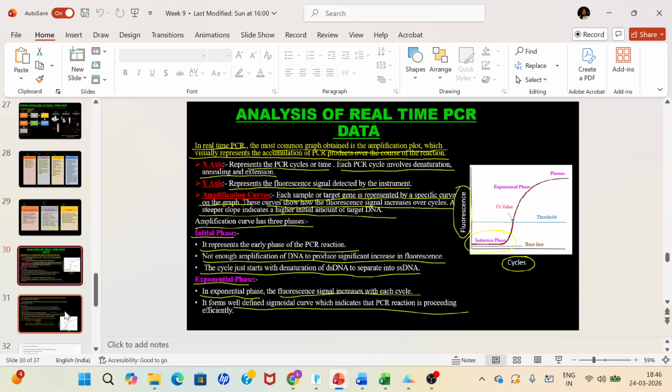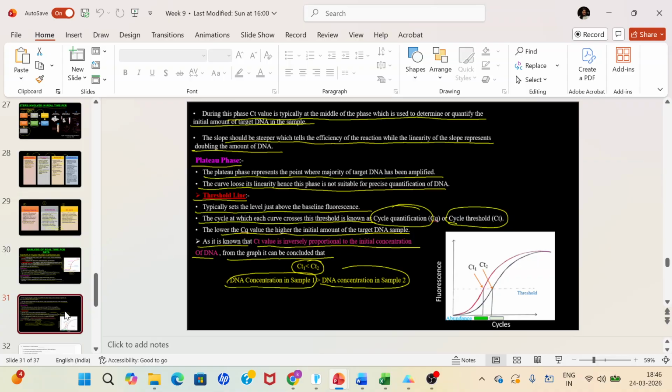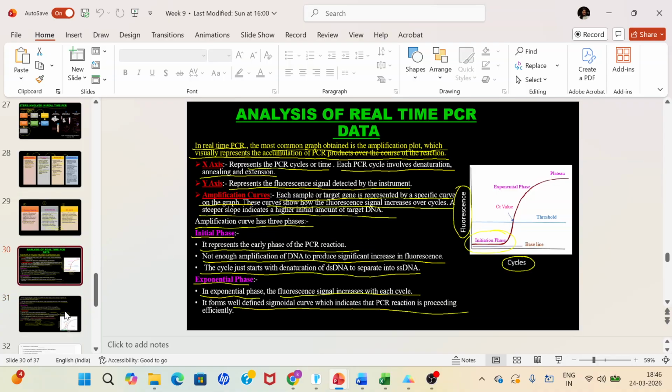Okay? So the amplification curve, when we talk about it, is again divided into three phases: the initiation phase, the exponential phase, and then the plateau phase. So first of all, the initiation phase. It represents the early phase of the PCR reaction. There is not enough amplification of DNA to produce a significant increase in fluorescence. The cycle just starts with denaturation of double-stranded DNA to separate it into single-stranded DNA. So it is basically the denaturation step.